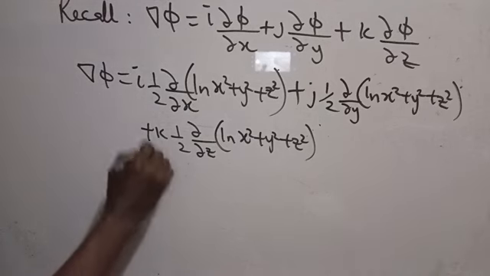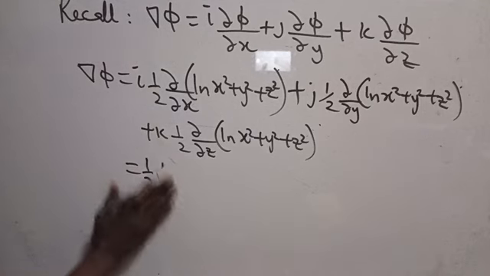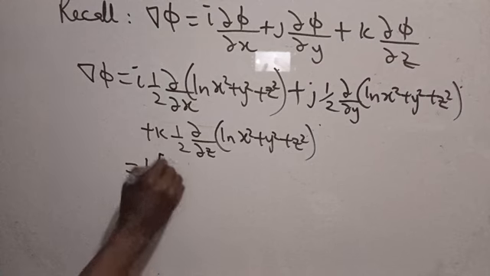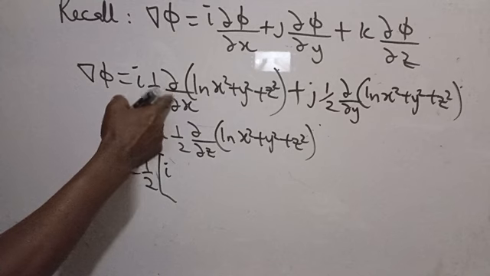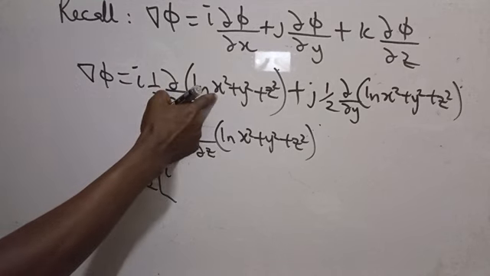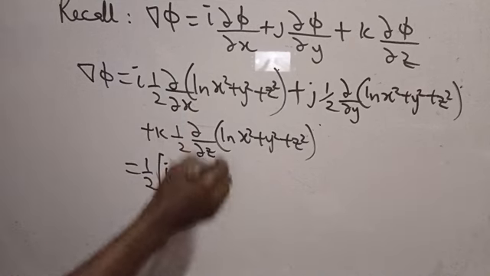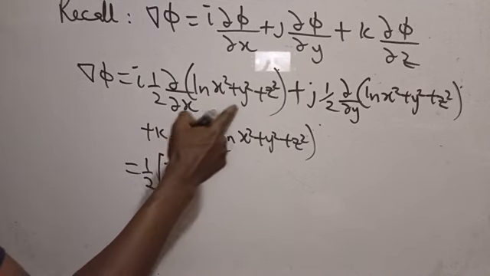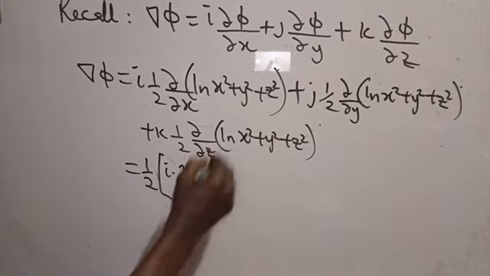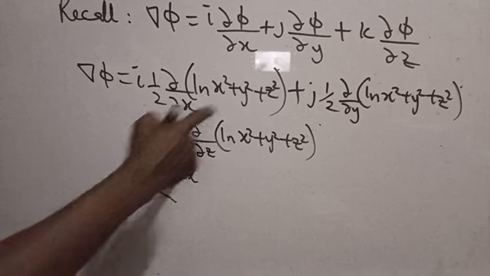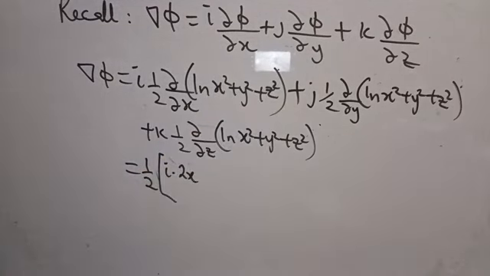Half can be brought out so that we have i. Yes, half is common. Now, we want to differentiate with respect to x. So this will be 2x. Then this is like a function of a function. Differentiating with respect to x gives 2x. Now, what do you have left here? Everything here is raised to power 1. Are we together?